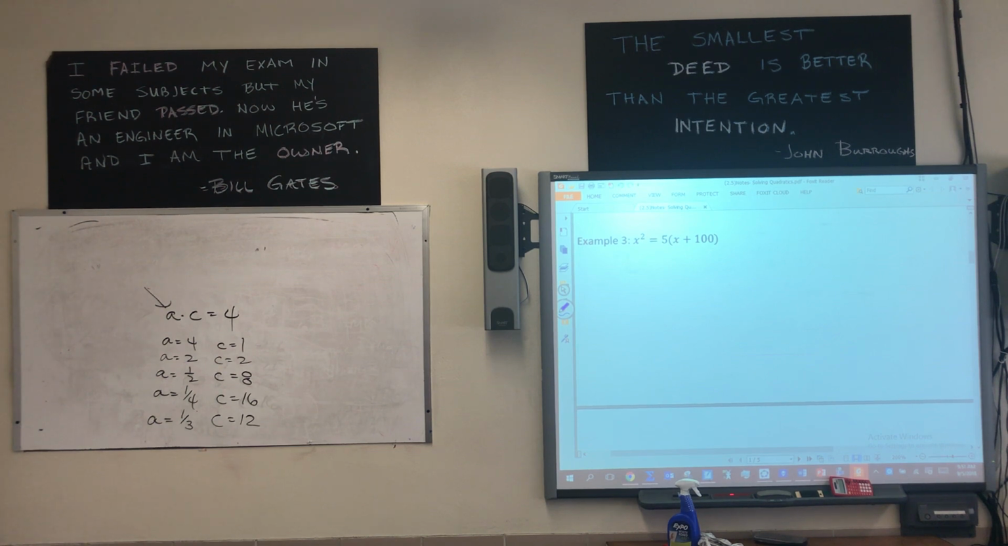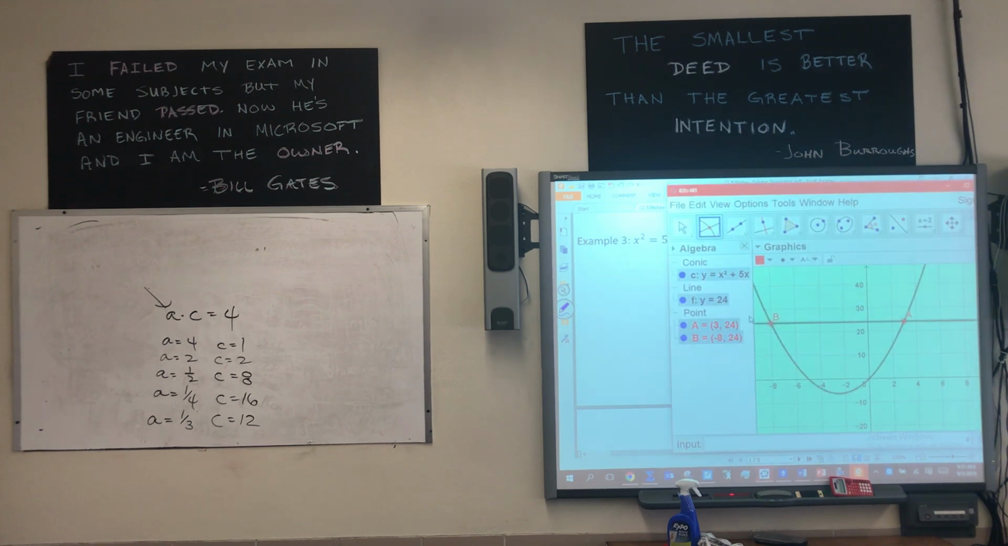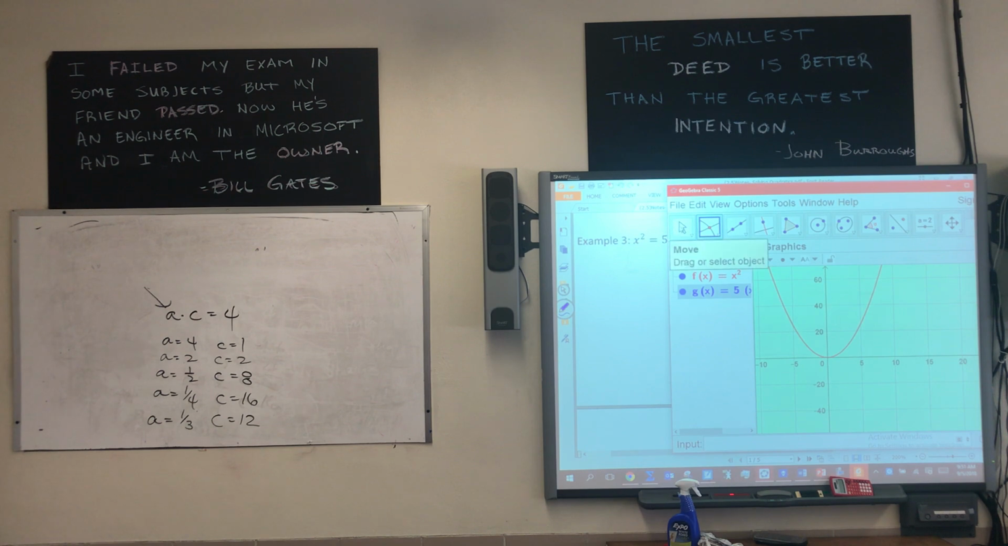Yeah, I need to distribute. I want to show you guys this graph first. I think it's important to look at this one because x squared is obviously a function that we're very familiar with. Okay. When I look at 5 times x plus 100, that line is that blue line there, right?